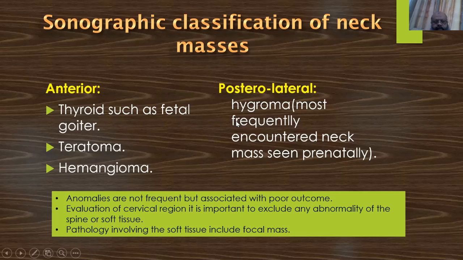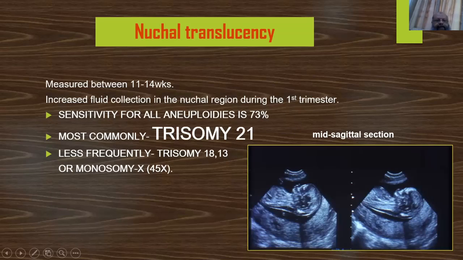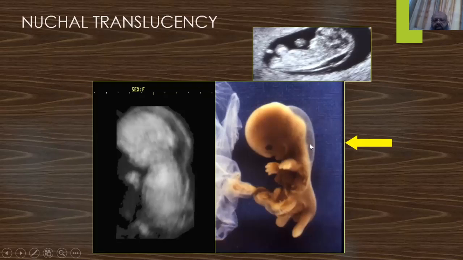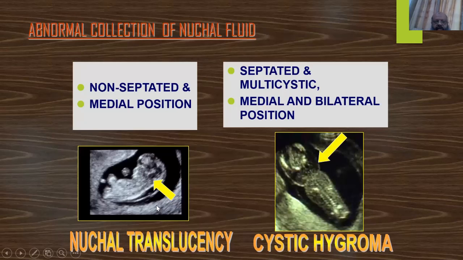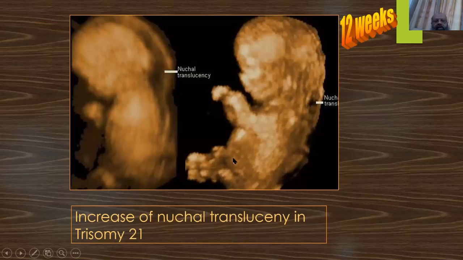Sensitivity for all aneuploidies is 73%. Trisomy 21 is important, which is Down syndrome. This is where we measure the nuchal translucency, this area, the black, anechoic area. We have to differentiate it from the cystic hygroma, which is a cystic mass around the neck. It is multicystic, with medial and bilateral position, whereas nuchal translucency is non-septated and in a medial position. It is transient, goes away at 14 weeks, whereas this remains there. This is the nuchal translucent area. If we include the skin, we call it nuchal fold.